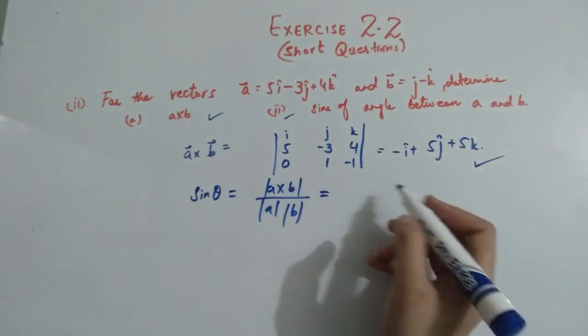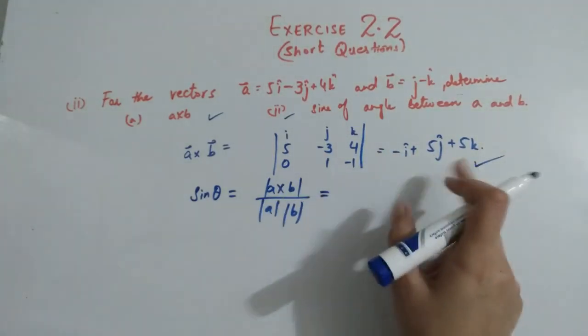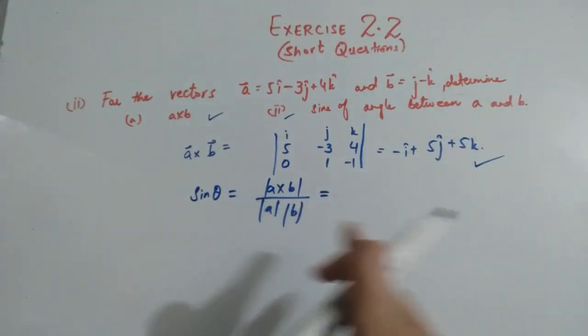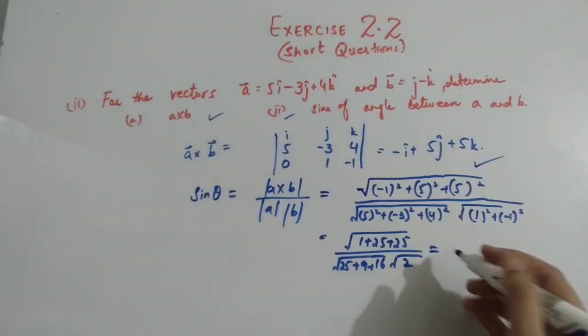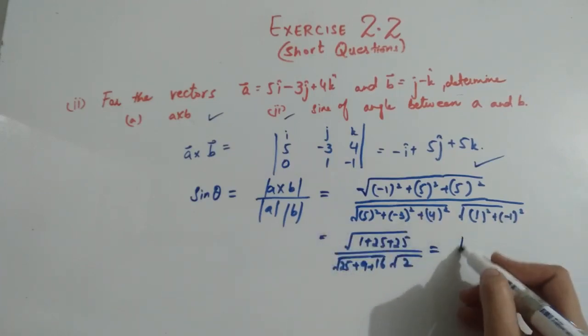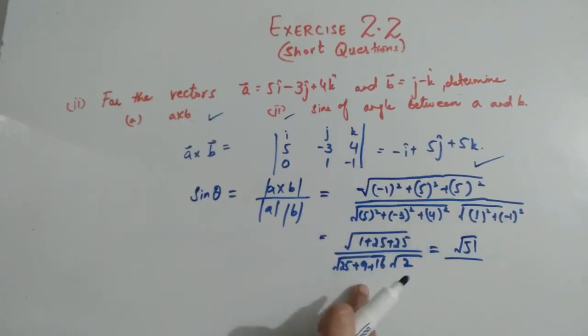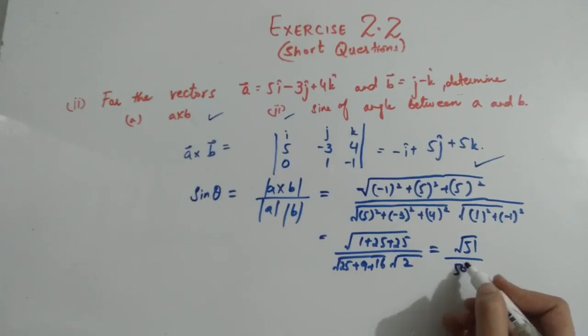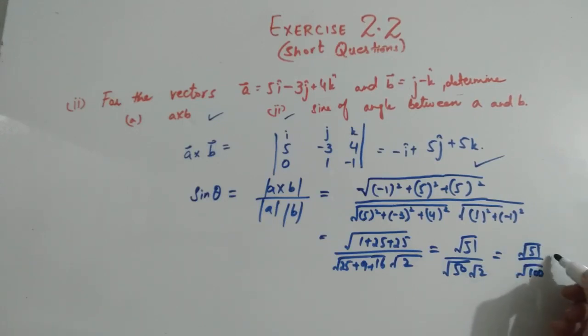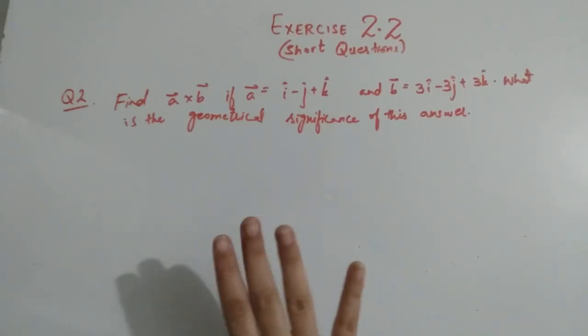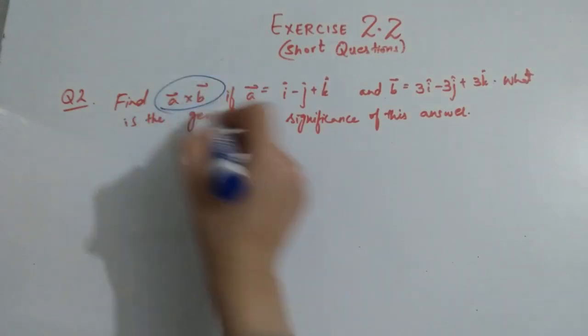Now putting the values here, using the magnitude of a cross b and the magnitudes of a and b separately, you will get the magnitude of a cross b as square root 51 over 5 times square root 2, or you can write square root 51 over square root 100. After simplifying more, 51 over 10. This is the answer.